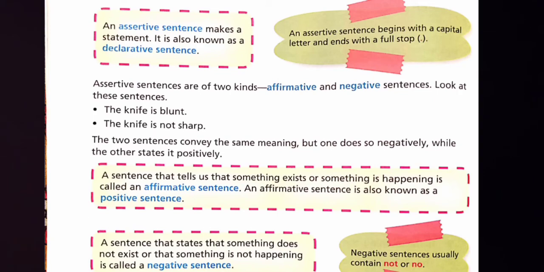A sentence that states that something does not exist or that something is not happening is called a negative sentence. Negative sentences usually contain not or no.